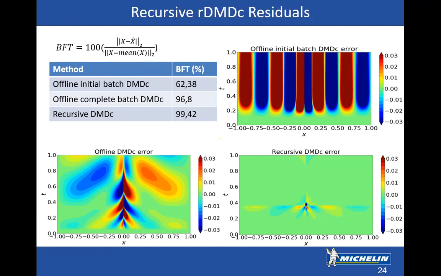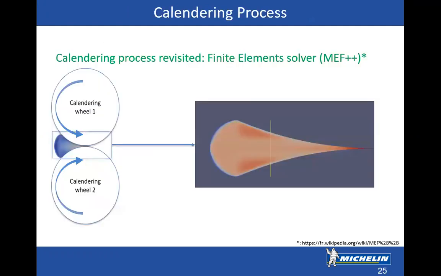But beyond the Burgers' example, what if we test it on our case and on our process? So for this, we're going to revisit the calendaring process. We're simulating it on a finite element solver, which is Math++. It's an in-house built simulator for Michelin. So we have the two wheels, rotating at the calendaring speed, and the domain in between is simulated, and we find the temperature using the finite element method. In my results, I will show the temperature along this straight line.